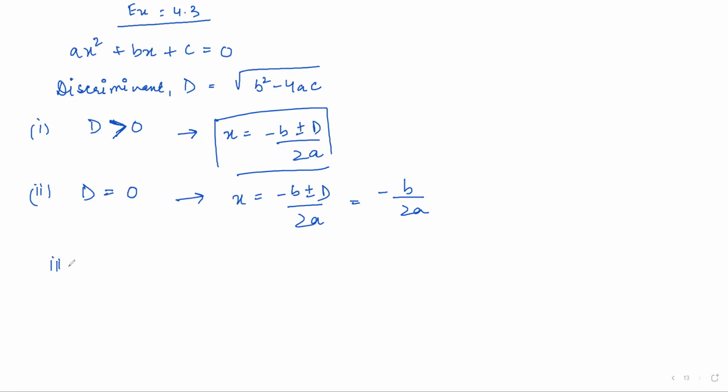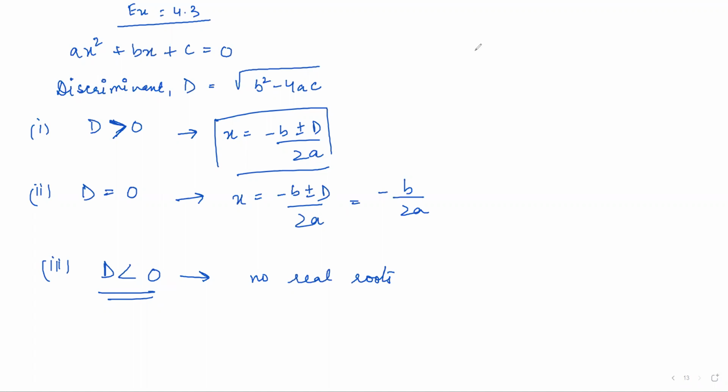Now the third is in case you are getting a negative d. So what does it mean? That it has no real roots. So that's something you have to remember, that d should not be negative. That's it. Clear, Hamna? Yes, ma'am.